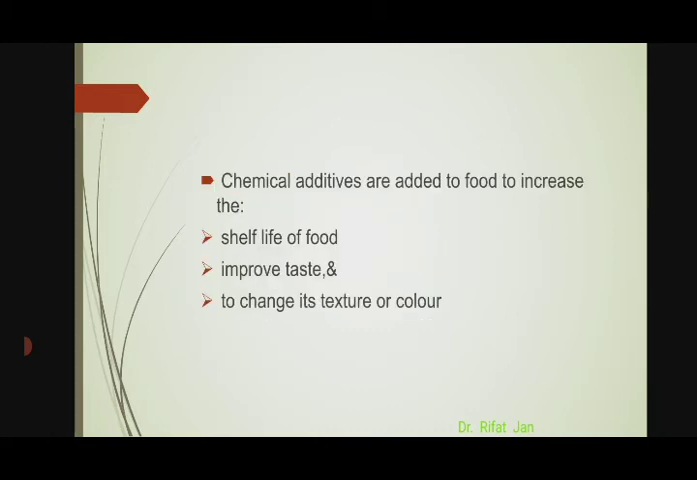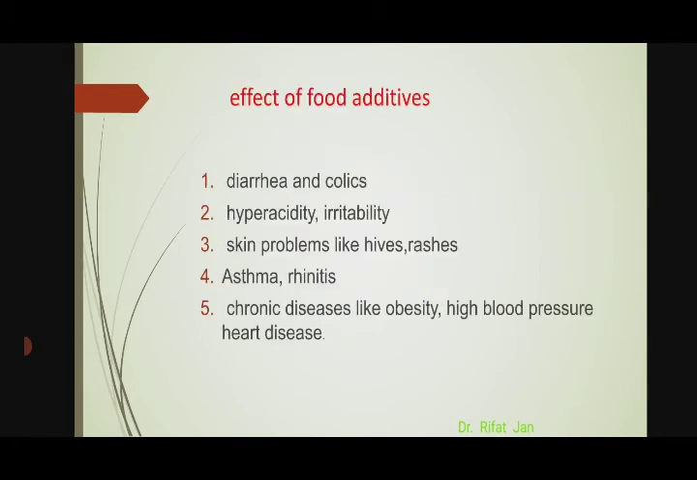Chemical additives are added to food because they increase the shelf life of the food, they improve their taste, the texture, the color, and they seem attractive from farm to the plate. What are the effects of these food additives? They can cause diarrhea and colics, hyperacidity, irritability, skin problems like hives, rashes, asthma, rhinitis, chronic diseases like obesity, high blood pressure, heart disease.